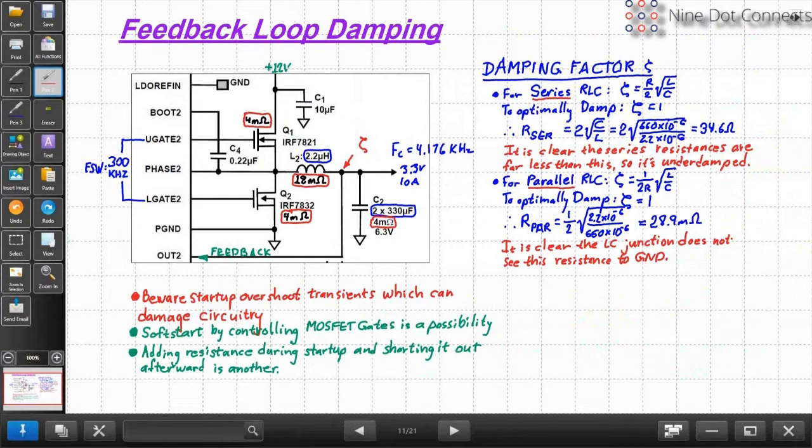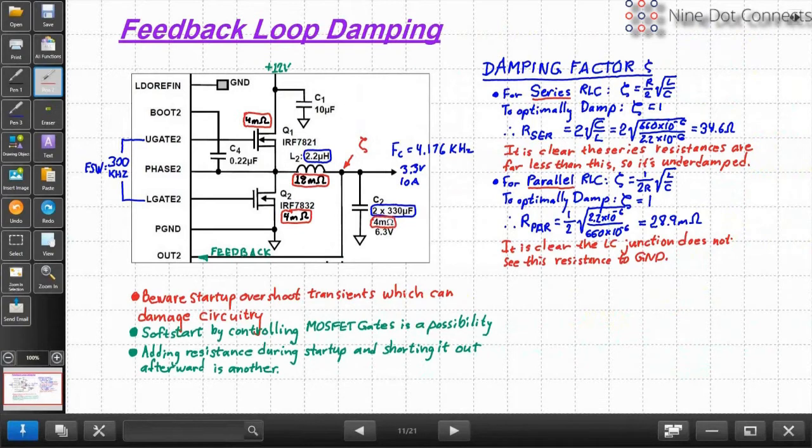If you compare the values that you would need to have to damp it over on the right with the values in there, it's very clear that they do not come up to the values necessary. So this circuit is not going to be damped. Therefore, warning down at the bottom: beware startup overshoot transients, which can damage circuitry. You turn on a circuit and it's supposed to regulate at 3.3 volts. Well, what if it goes up to 6 in the first second because it surges past 3.3 and then comes back? That type of thing can occur and does occur regularly.